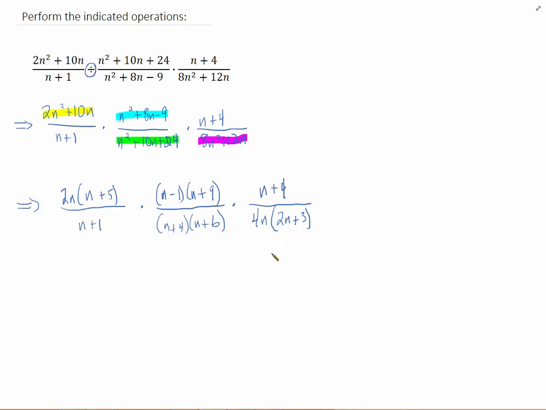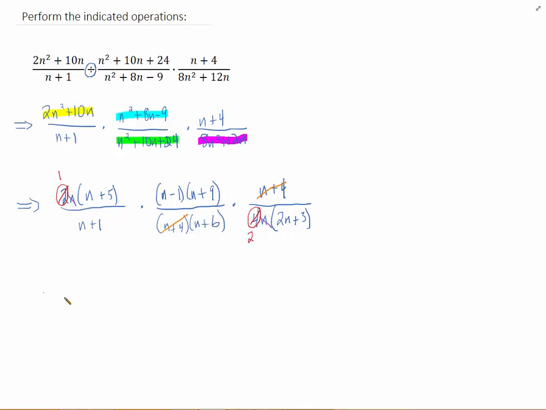And now we look to see if there's any factors that can be reduced. I have a common factor of n + 4 in the numerator, so let's remove the n + 4. I have a common factor of n in the numerator and denominator. I can remove that factor of n. And between the 2 and the 4, I can remove a factor of 2. So dividing the 2 by 2, that leaves me a 1. Dividing the 4 by 2, that leaves me a 2.